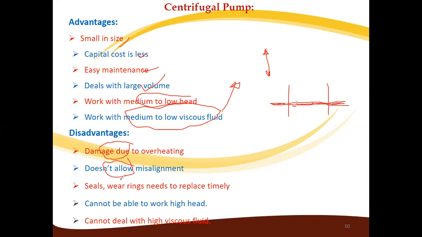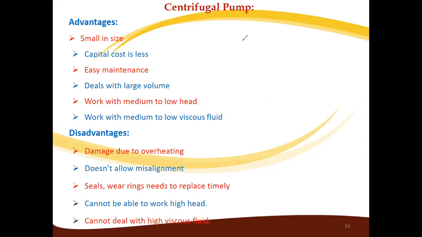Then the seals or wear rings need to be replaced timely. Then it cannot work for high head. So for small head and medium head, we use this centrifugal pump. For high head, we have to use a reciprocating type of pump or another type of pump. And it also cannot deal with highly viscous fluids. It deals with only medium or low viscous fluid. So these are the advantages and disadvantages of the centrifugal pump.